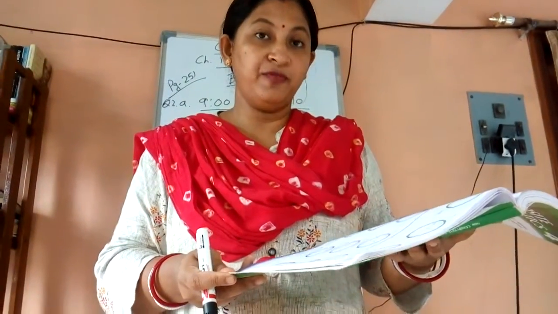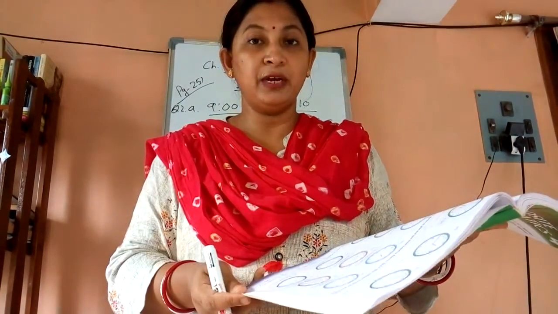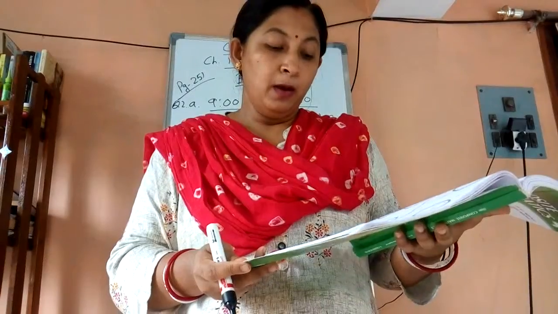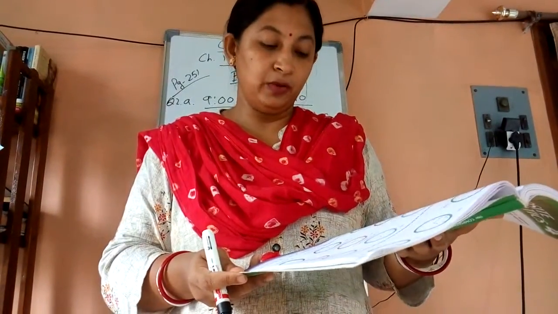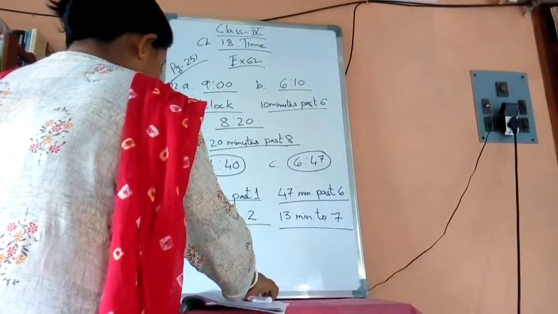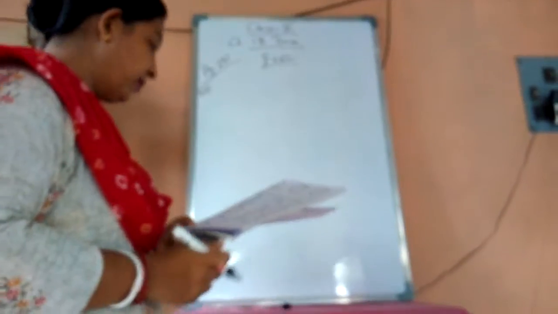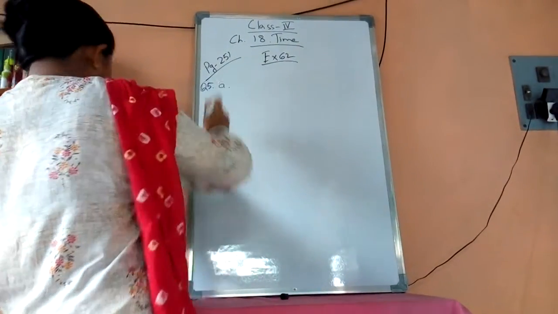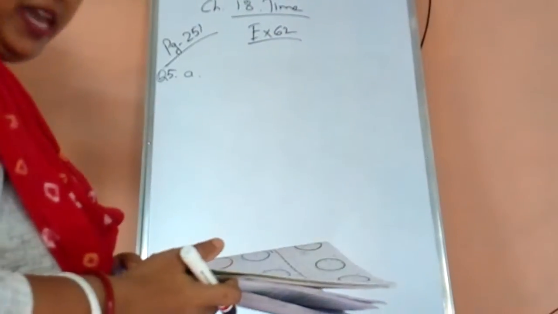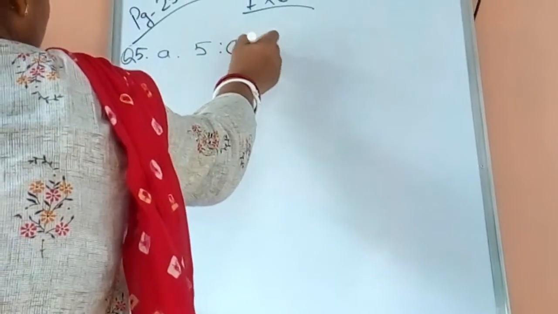Now come to question number 5. Write the following time in figures. Now you have to write in figures. It is given in words, just write it in figures. Okay, so let us write this one. Question number 5, number A. In words it is given 5 o'clock. So you will write 5:00.